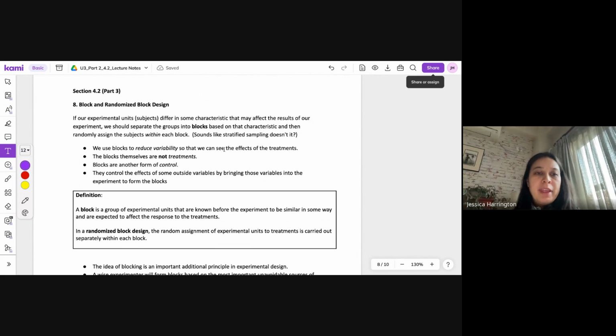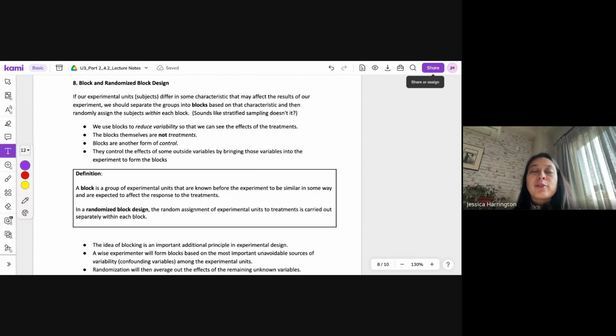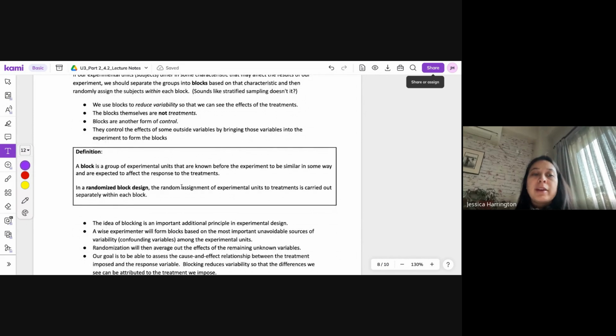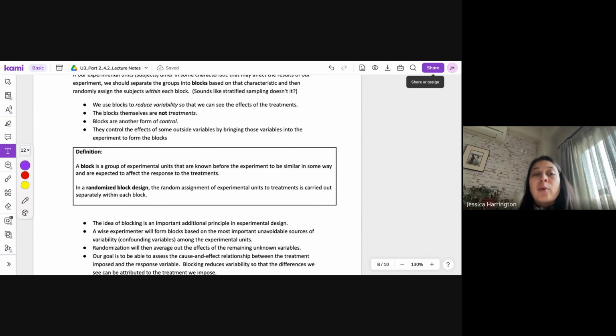Okay. And then the blocks themselves are not treatments. So it's just how you're grouping your experimental units. They're another form of control, and they control the effects of some outside variables, right? So you're trying to control those confounding variables we talked about before. So a block is a group of experimental units that are known before the experiment to be similar in some way, and that way is expected to affect the response to the treatments.